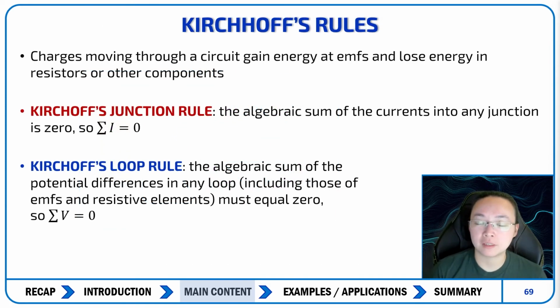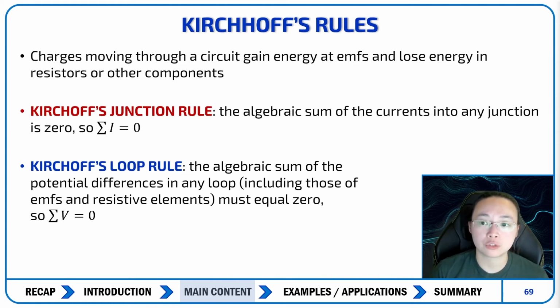Because we can now qualitatively observe what are loops and what are junctions, we can now define 2 different rules that are called Kirchhoff's rules. Charges that move through a circuit gain energy at EMFs and lose energy at resistors or other components. Every time current or charge moves through the loop, it gains energy and gets refreshed each time it passes through the battery or source. Then as it goes through the circuit, it loses some of that energy and gets revitalized in the next round.